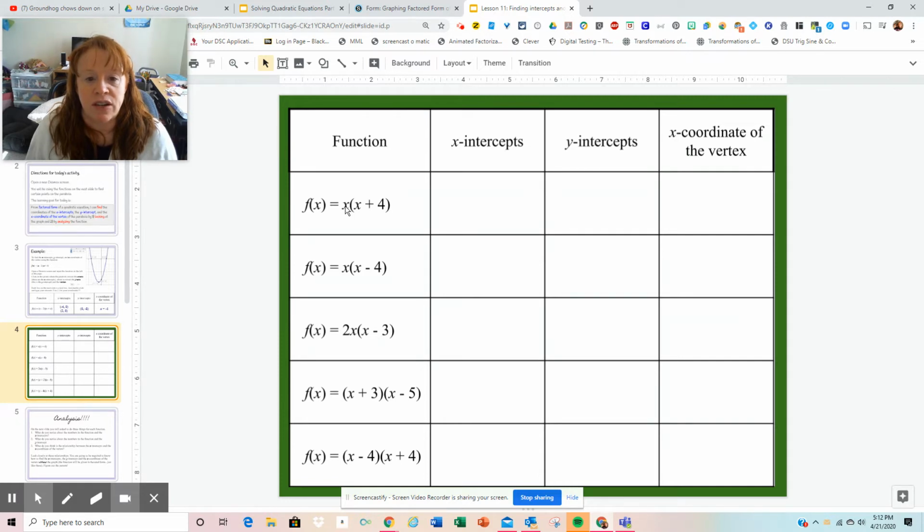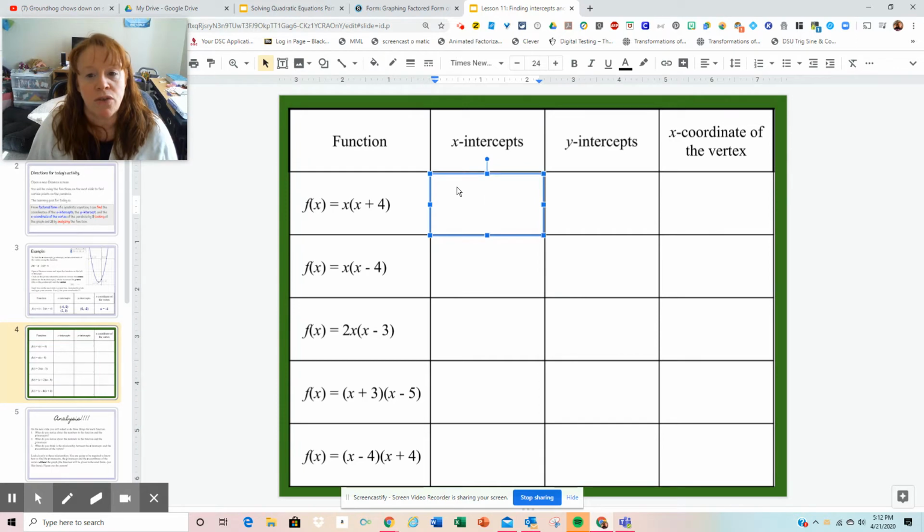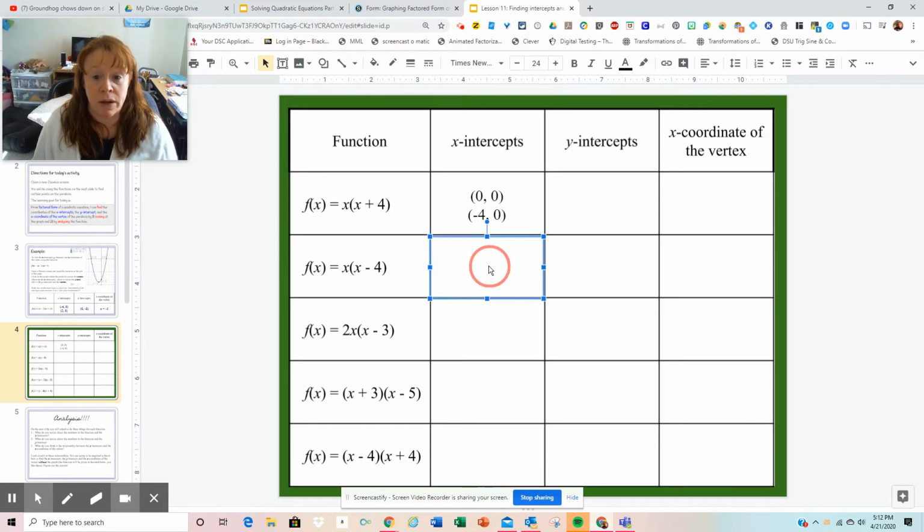So you have these factors. x is a factor and x plus 4 is a factor. When I'm looking for what values of x are going to make this equal to 0, well, one of them is 0, y is always 0. The other one is going to be negative 4, because negative 4 plus 4 is 0. So that's why I have (0, 0) and (-4, 0), and that's why we become those opposites.